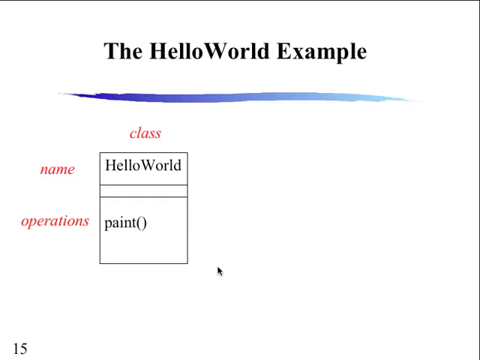Hello world. This is the hello world diagramming component. So we have a class, we have the name, we have the operations. We've left the middle empty. It's okay, because hello world doesn't actually have any data. What is it? It just prints something, just prints hello world to the screen. There's no data associated with it. So that's our class.